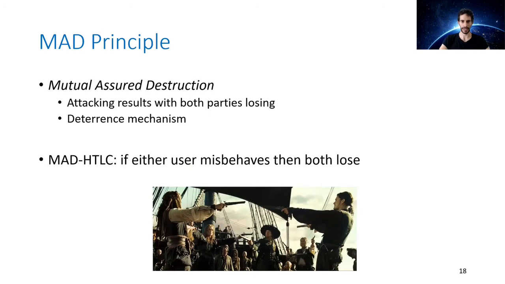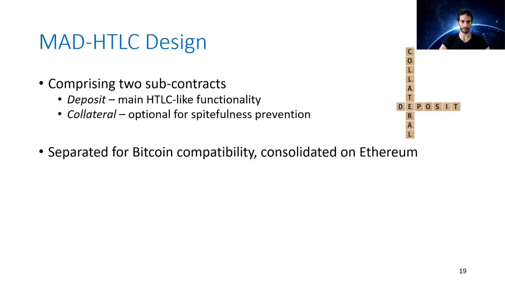The design principle of MAD-HTLC is mutual assured destruction. This is a notion from game theory, detailing a scenario where two parties refrain from attacking each other, as doing so will result with both of them losing. This is a deterrence mechanism, and in MAD-HTLC, if either Ant-Man or Batman misbehaves, then they both lose.